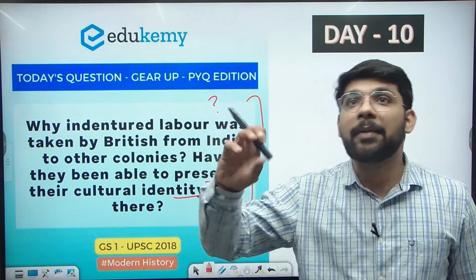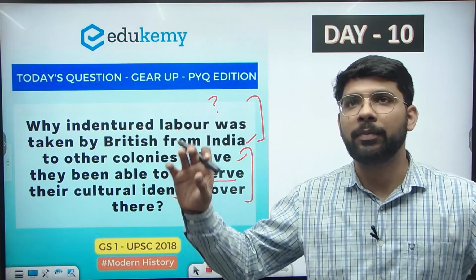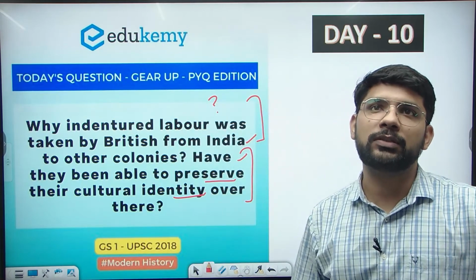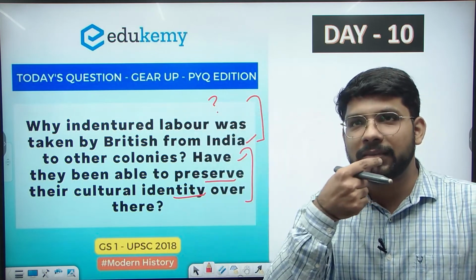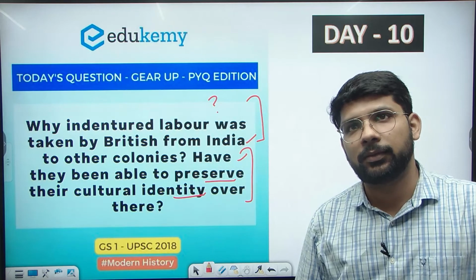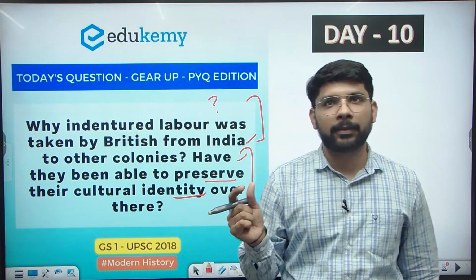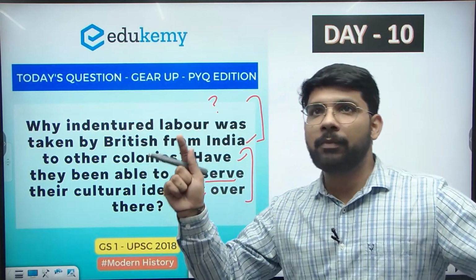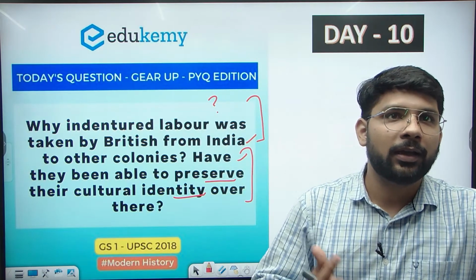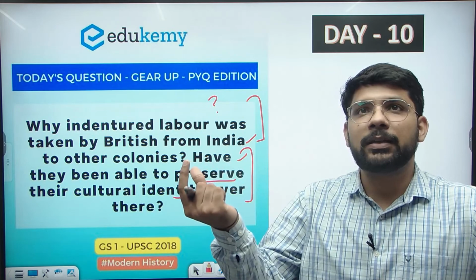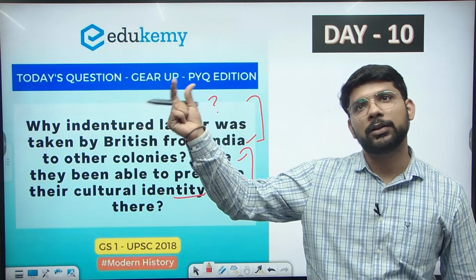And this concept was started in Mauritius first. Mauritius was also a British colony at that time. They gave a term to this, the new experiment, in Mauritius. And when they first started this concept of indentured labor, 95% of the Indians were sent as labor to Mauritius.